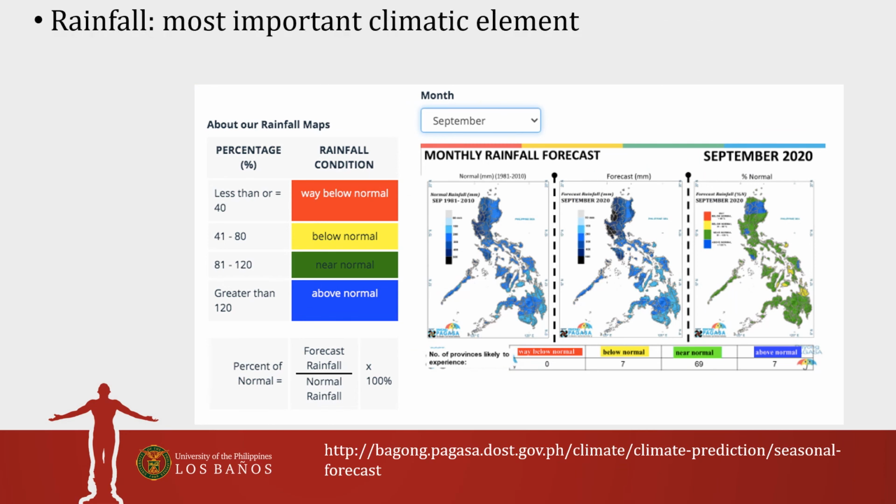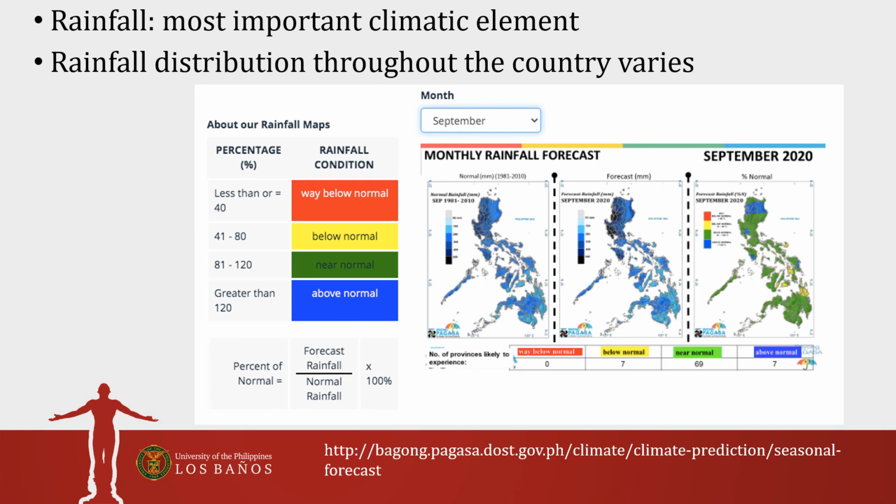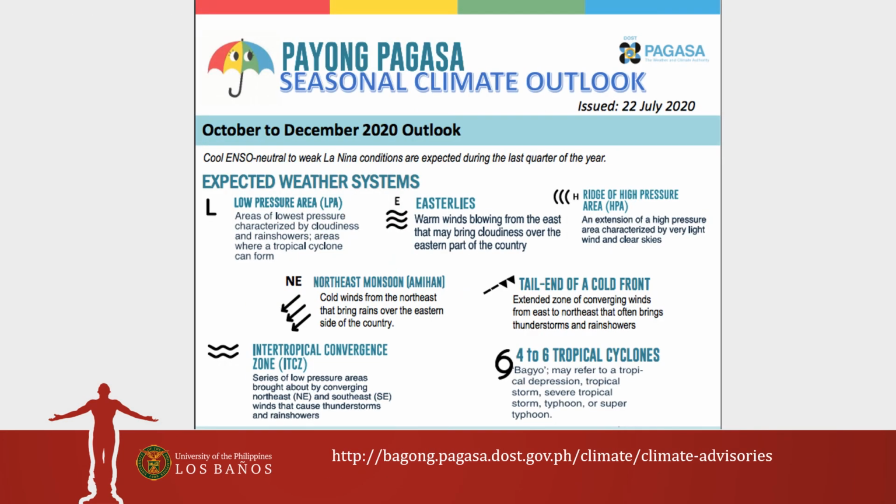So rainfall is the most important climatic element, and rainfall distribution throughout the country varies. You can visit the Pag-asa website to see the monthly rainfall forecasts. It says that rainfall condition during this month will be mostly near normal, with a few areas with below or above normal. You can also see the expected weather systems here, like LPAs and tropical cyclones.